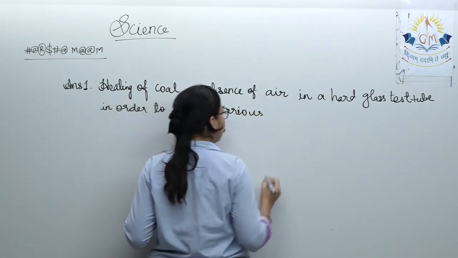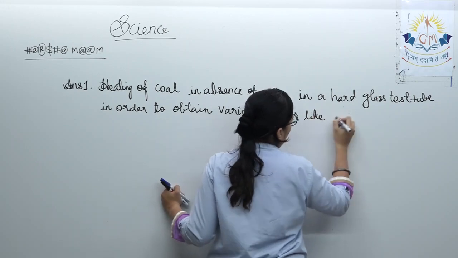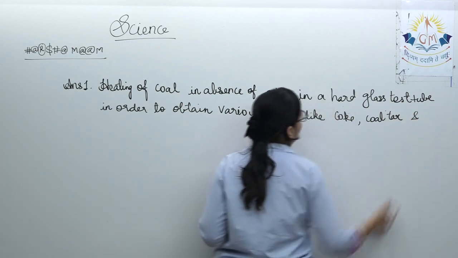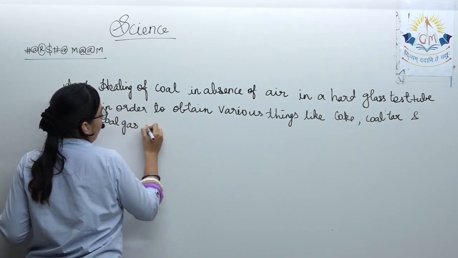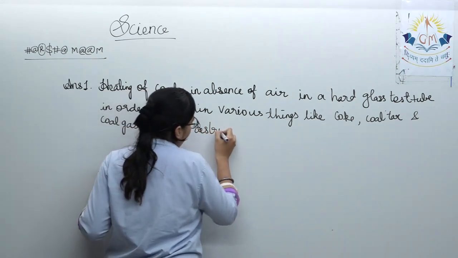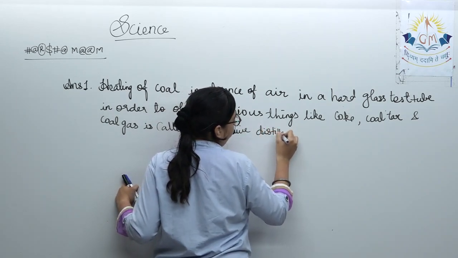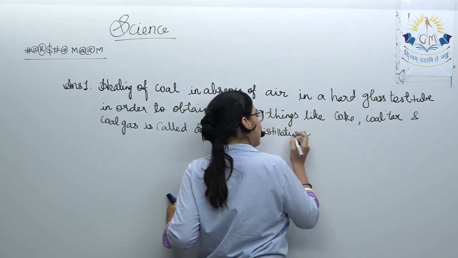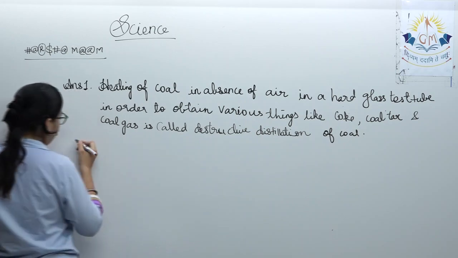Various things like coke, coal tar, and coal gas are obtained. This is called destructive distillation of coal. Okay, so this is about the very first answer.